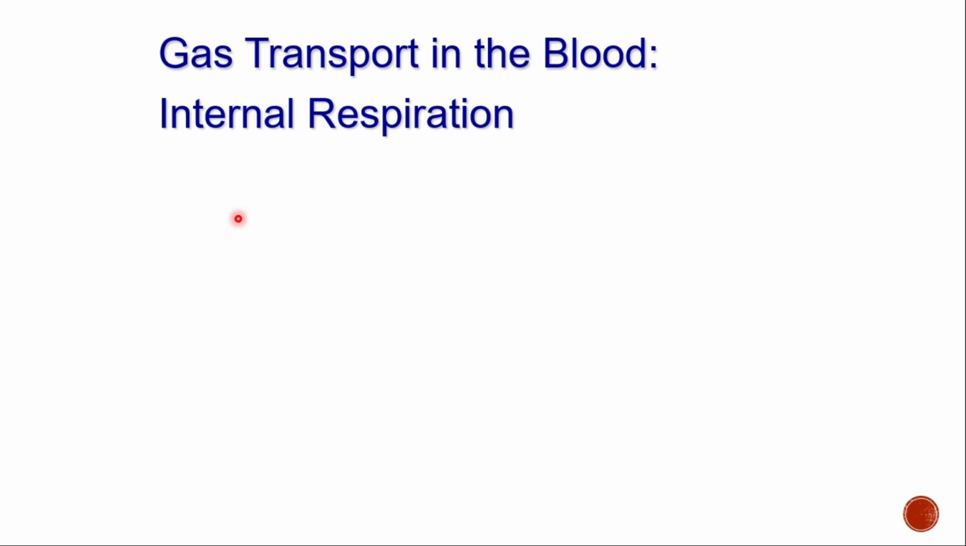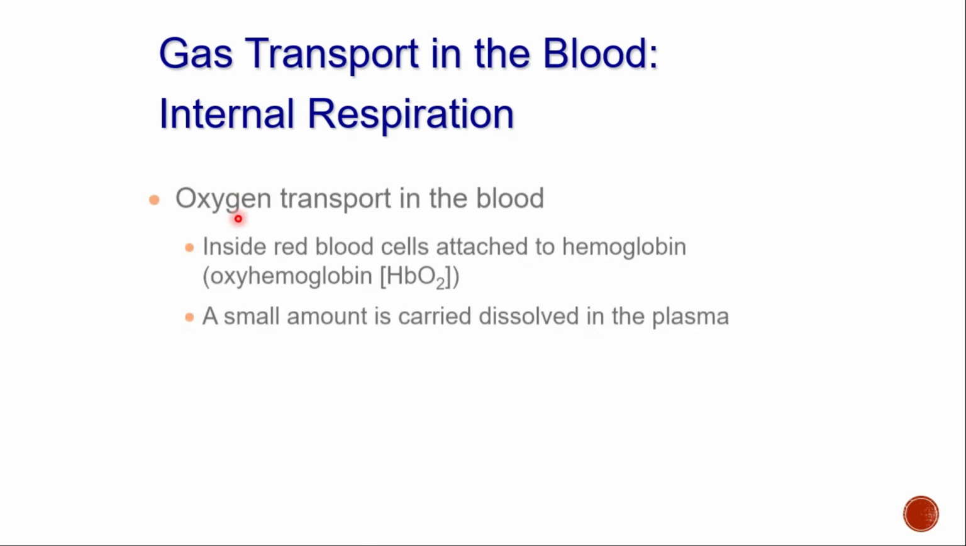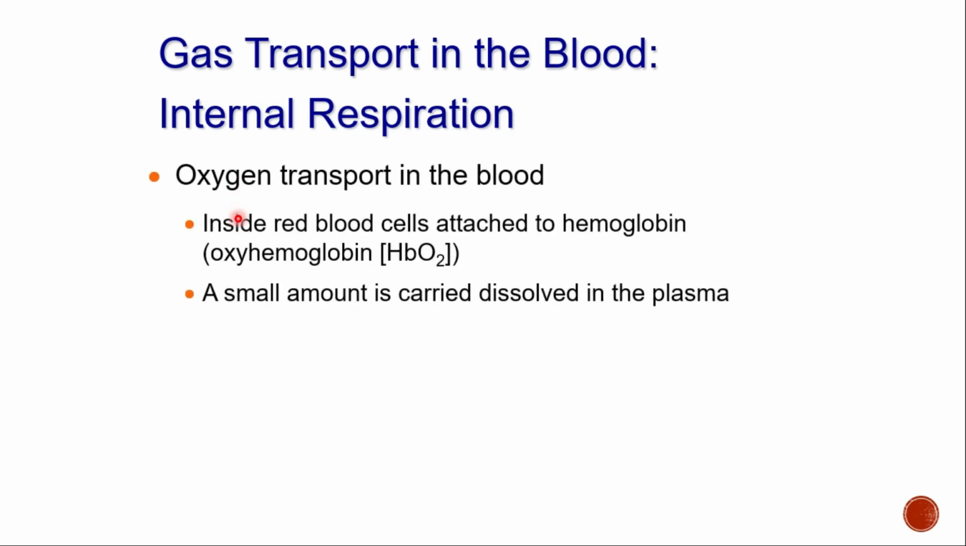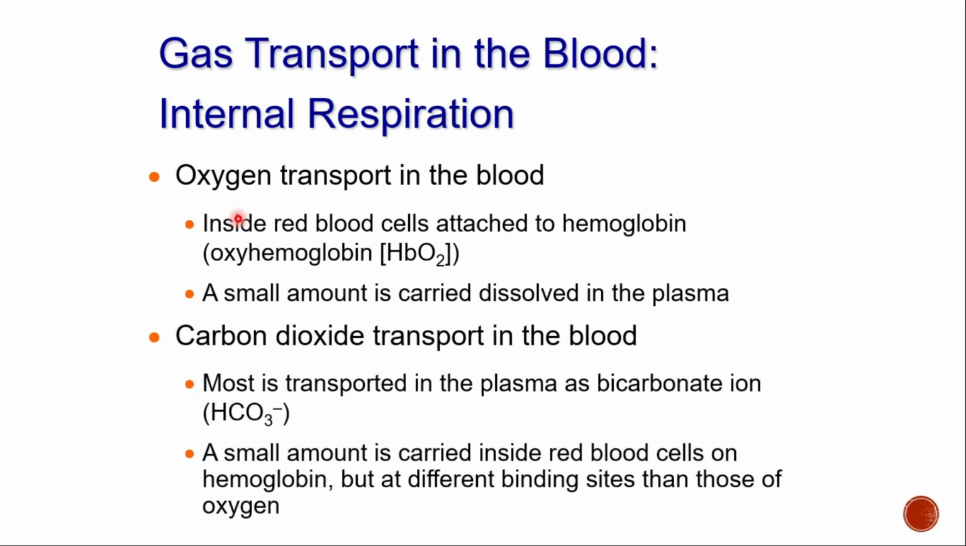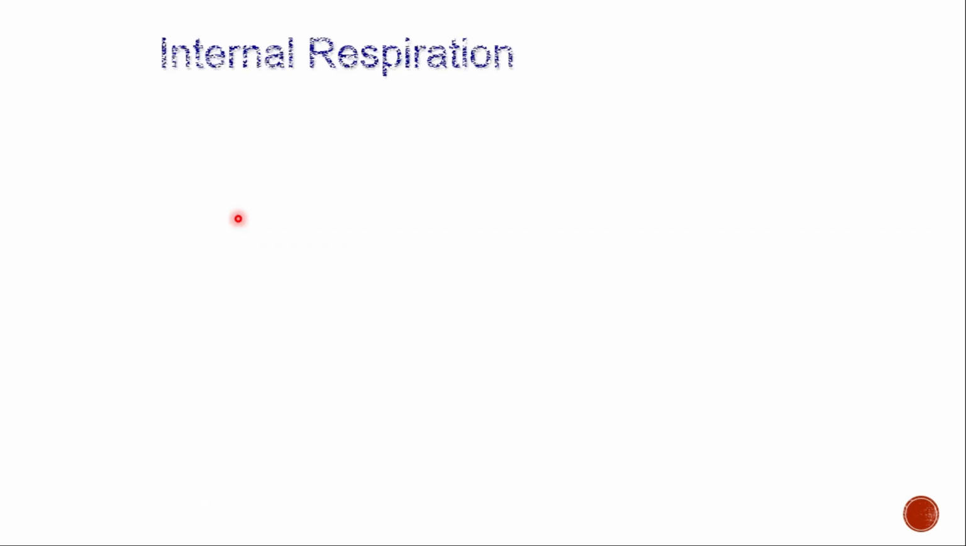In the process of internal respiration, which is also known as gas transportation in the blood, oxygen is transported inside red blood cells, where oxygen is attached to the hemoglobin in the form of oxyhemoglobin, and a small amount of oxygen is carried by dissolving directly in the plasma. If we talk about carbon dioxide transport in the blood, most of the carbon dioxide is transported in the plasma as bicarbonate ions, while a small amount is carried inside red blood cells on hemoglobin, but at different binding sites than those of oxygen.